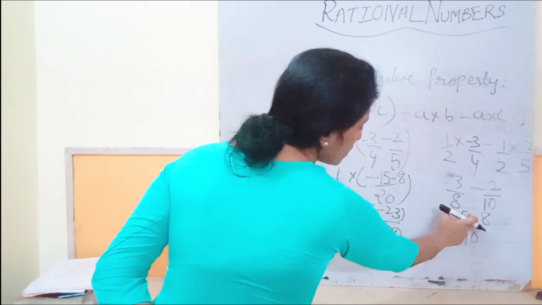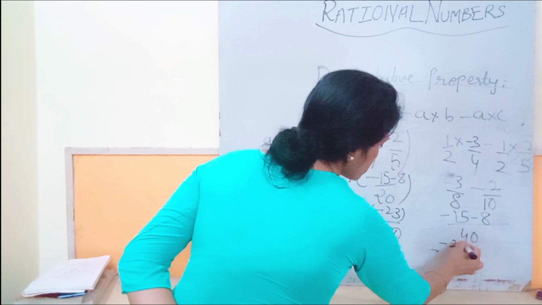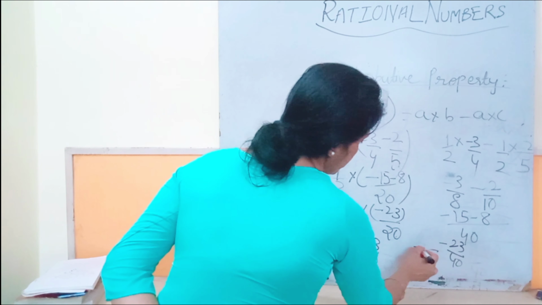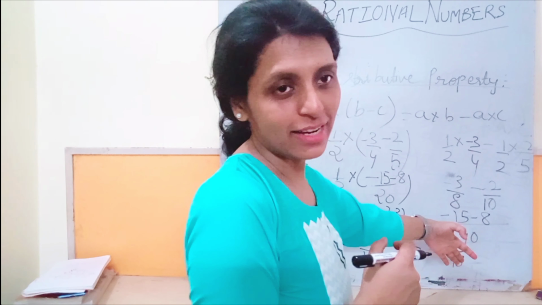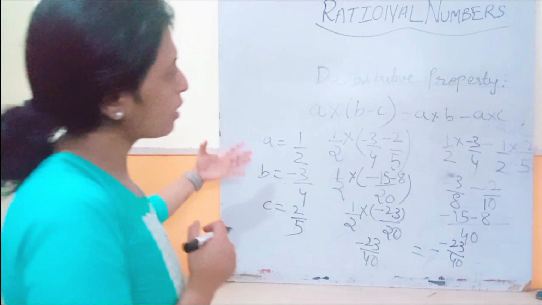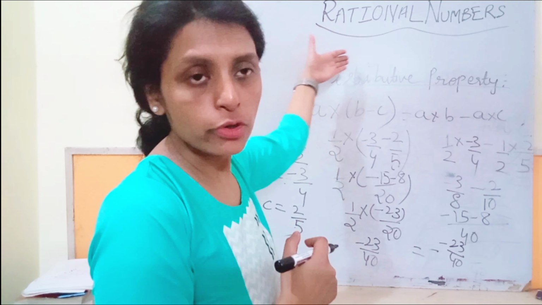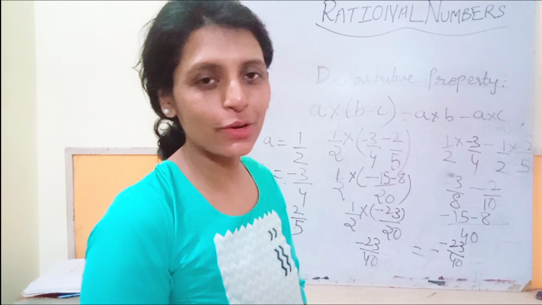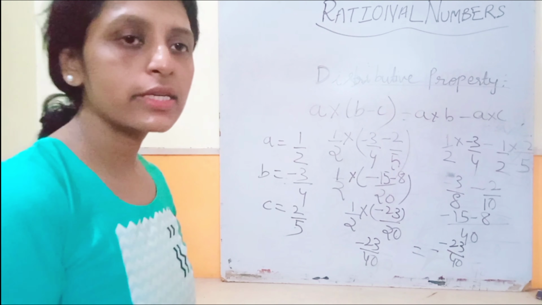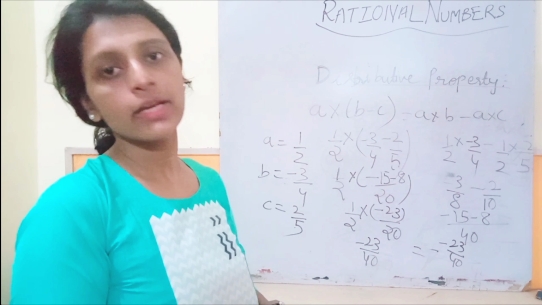Now minus plus, but the sign will be of minus, so it will become -23/40. So see children, the left hand side is equal to the right hand side, and this proves that rational numbers hold this property, distributive property, over the operation of subtraction as well. Okay. Now we are going to see the additive identity and the multiplicative inverse of the rational numbers.